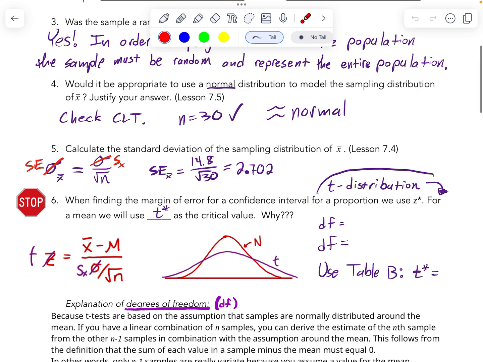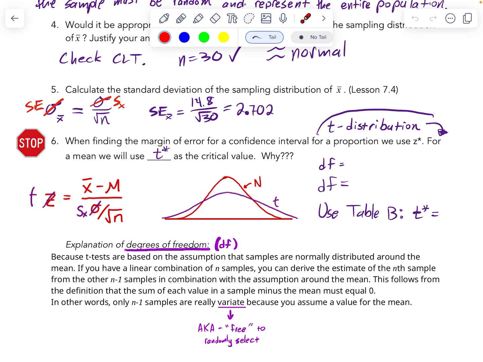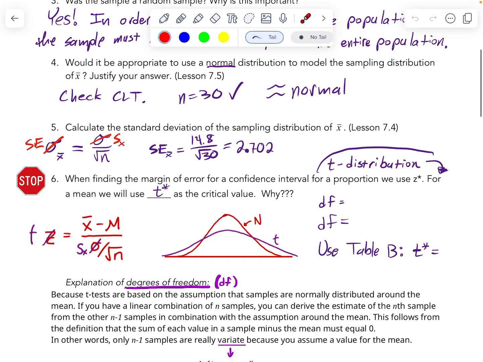And let me explain it. So we use t-stars, not z-stars. Why? What's going on? It's related to the CLT. As your sample size gets bigger, you become more and more normally distributed. This purple curve is for a small sample size. As your sample size grows, this purple curve would get a little steeper, and if it grows again, even steeper in the middle. Eventually it would map right on top of this normal curve. The N is for the normal curve.